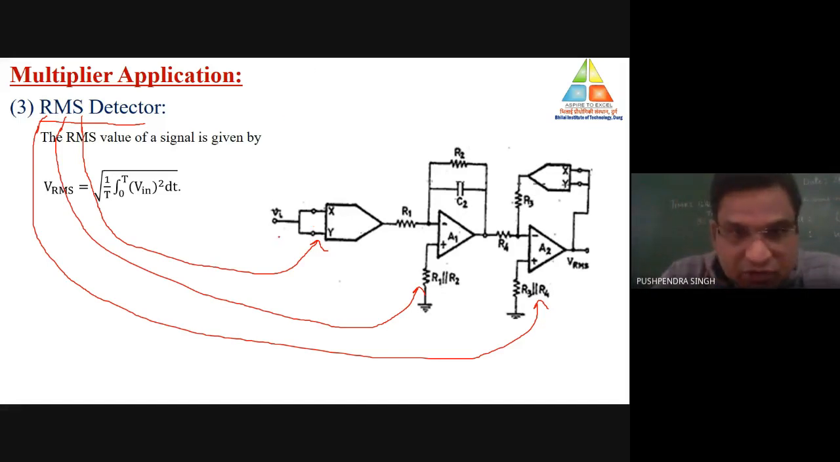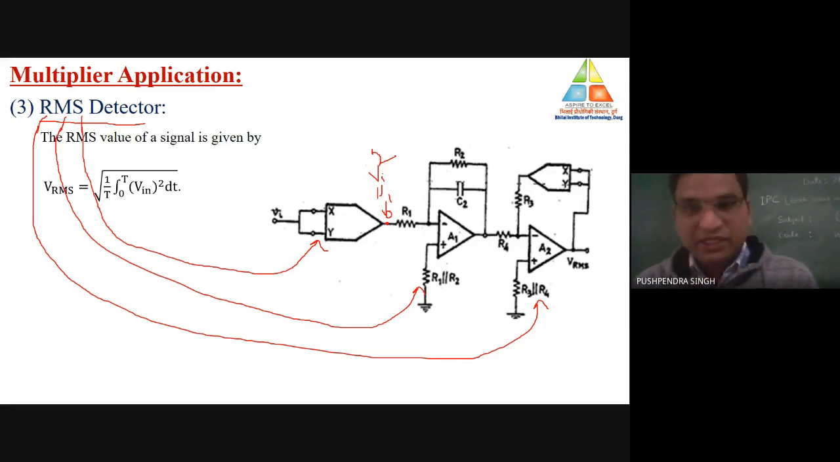So what is the value at the input terminal of the multiplier? At the input terminal, voltage is Vin, and Vin is connected to Vx and Vy. So what is the value of V naught dash? Let's suppose the value of output is V naught dash. So V naught dash is equal to Vx into Vy, and Vx and Vy both are connected to Vin. So output will be Vin square. Output is equal to Vin square.